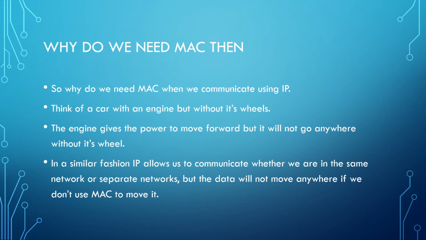You may think that's simple, or that's common sense, but in a similar fashion, IP allows us to communicate whether we are on the same network or separate networks. But the data will not move anywhere if we don't use a MAC address to move it. So with this analogy, even though the engine is what gives the car its power to move forward, to go from point A to point B, the car can't travel from point A to point B if there are no wheels on the car. The car is just going to stay essentially standing still. It's not going to be able to move.